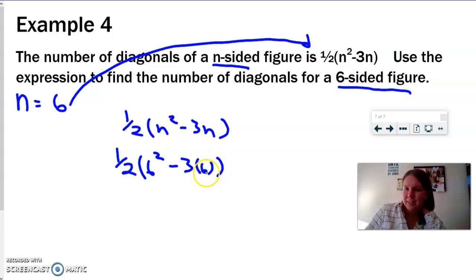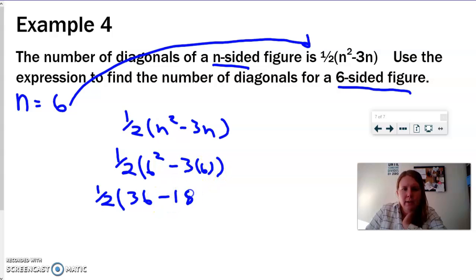Order of operations says my parentheses. And I know I put in a parentheses here to show multiplication, but there's no operation to do in here. So we're actually going to do the exponent first. So 6 squared is 36. And actually in the same step, I could do this 3 times 6, which is 18. I get 1/2 times, which I think that's also 18.